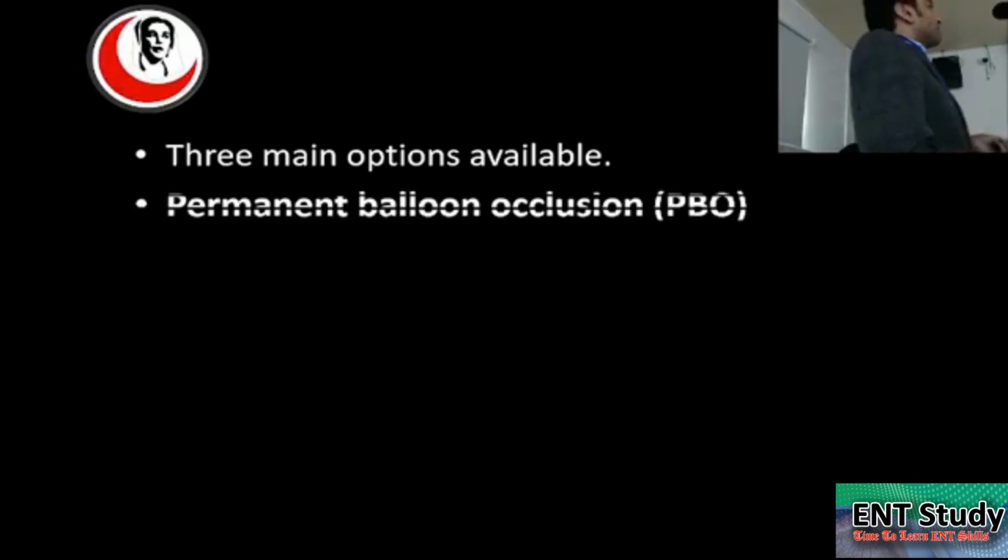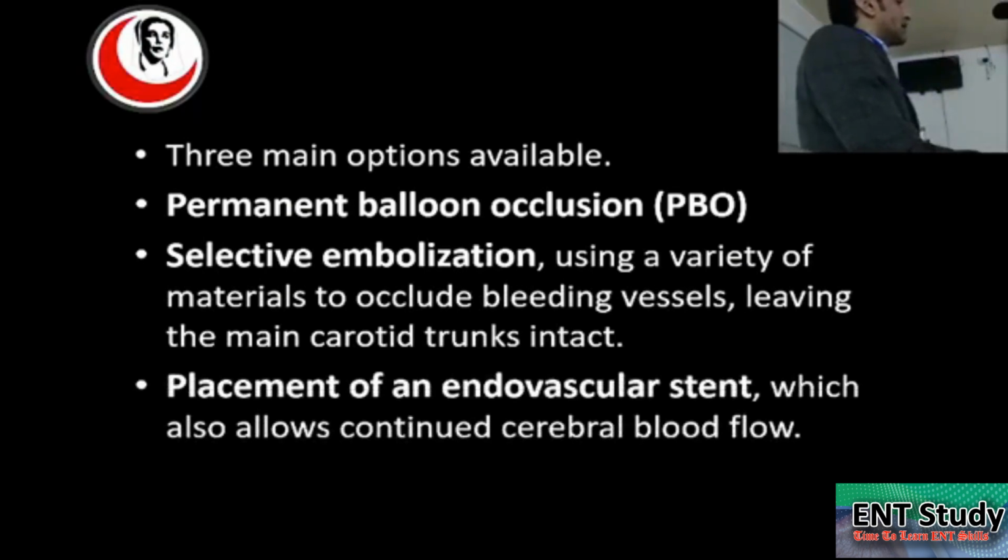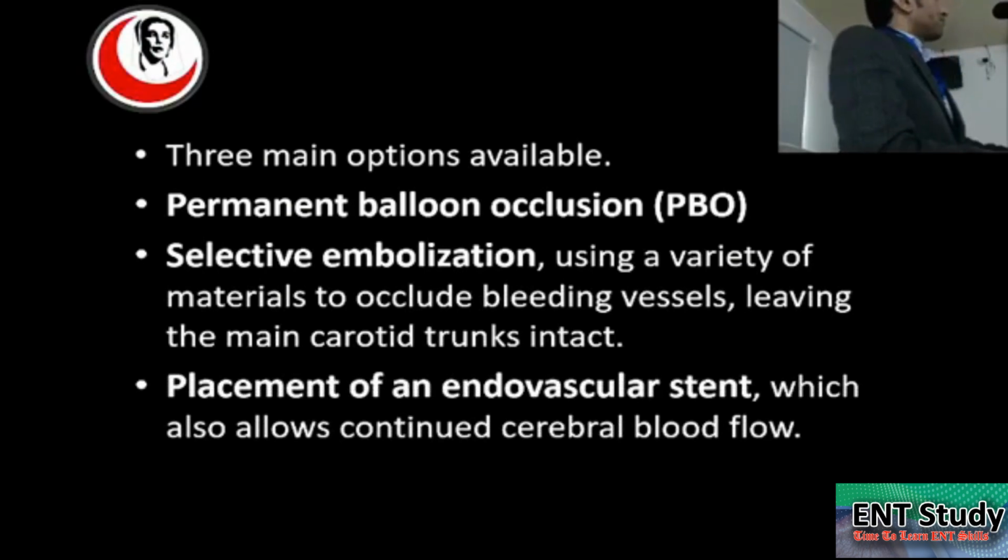There are three main options available for endovascular treatment: permanent balloon occlusion, selective embolization, and placement of an endovascular stent. Permanent balloon occlusion prevents blood flow to the bleeding vessels, but it occludes the main trunk. Before placing the permanent balloon occlusion, a temporary balloon occlusion test should be done to predict the risk of cerebral ischemia. Other is selective embolization, using a variety of materials to occlude the bleeding vessels, leaving the main carotid trunk intact. And the placement of an endovascular stent allows continued cerebral blood flow.